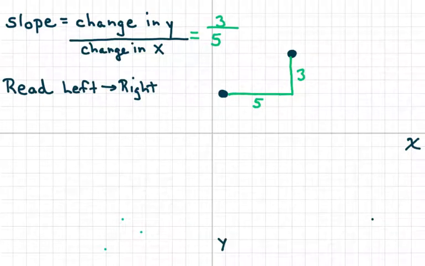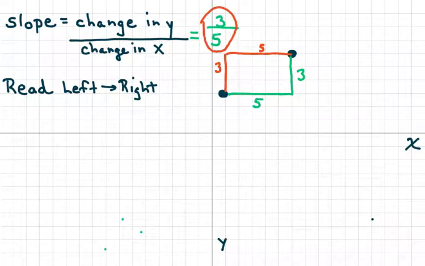Notice if I go up first, I'm still going 3 up and 1, 2, 3, 4, 5 to the right. So the up number, the y value, is still 3 and the across number is still 5. It doesn't matter whether I move up and down first or across first. Right now we're just going to stop and say, okay, that's the slope between those 2 points.